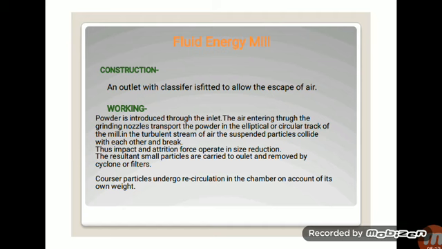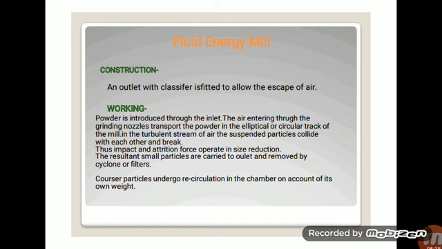The air is entering through the grinding nozzles. At the bottom there are the grinding nozzles. These grinding nozzles transport the powders in an elliptical or circular track of the mill. First point, what is the first point? The first point is to introduce the powder through the inlet.